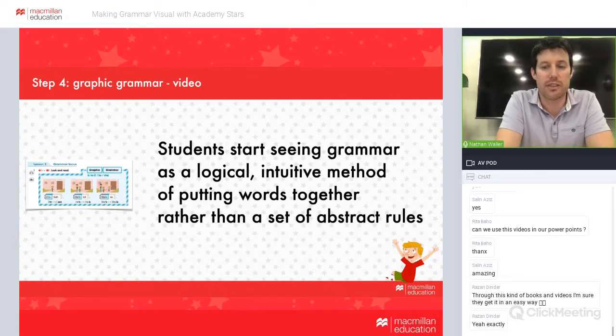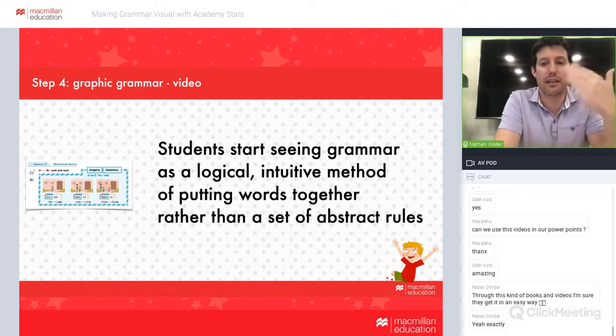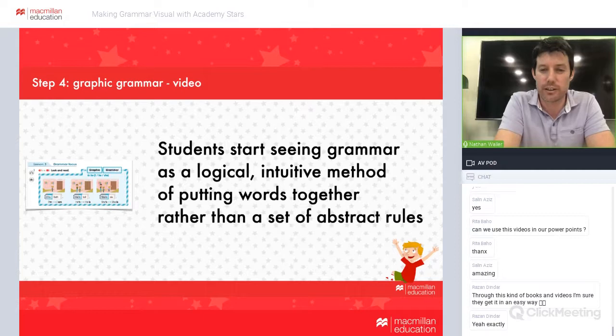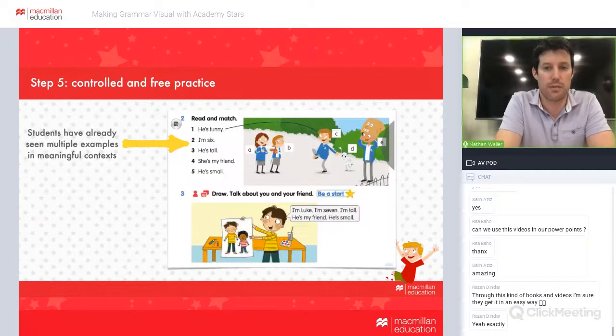But the easier they have it in their heads about being able to say what it is they want to say, then they can start to associate that with the written form. If they haven't really got it in spoken form, they're probably going to struggle with the written grammatical form as well.